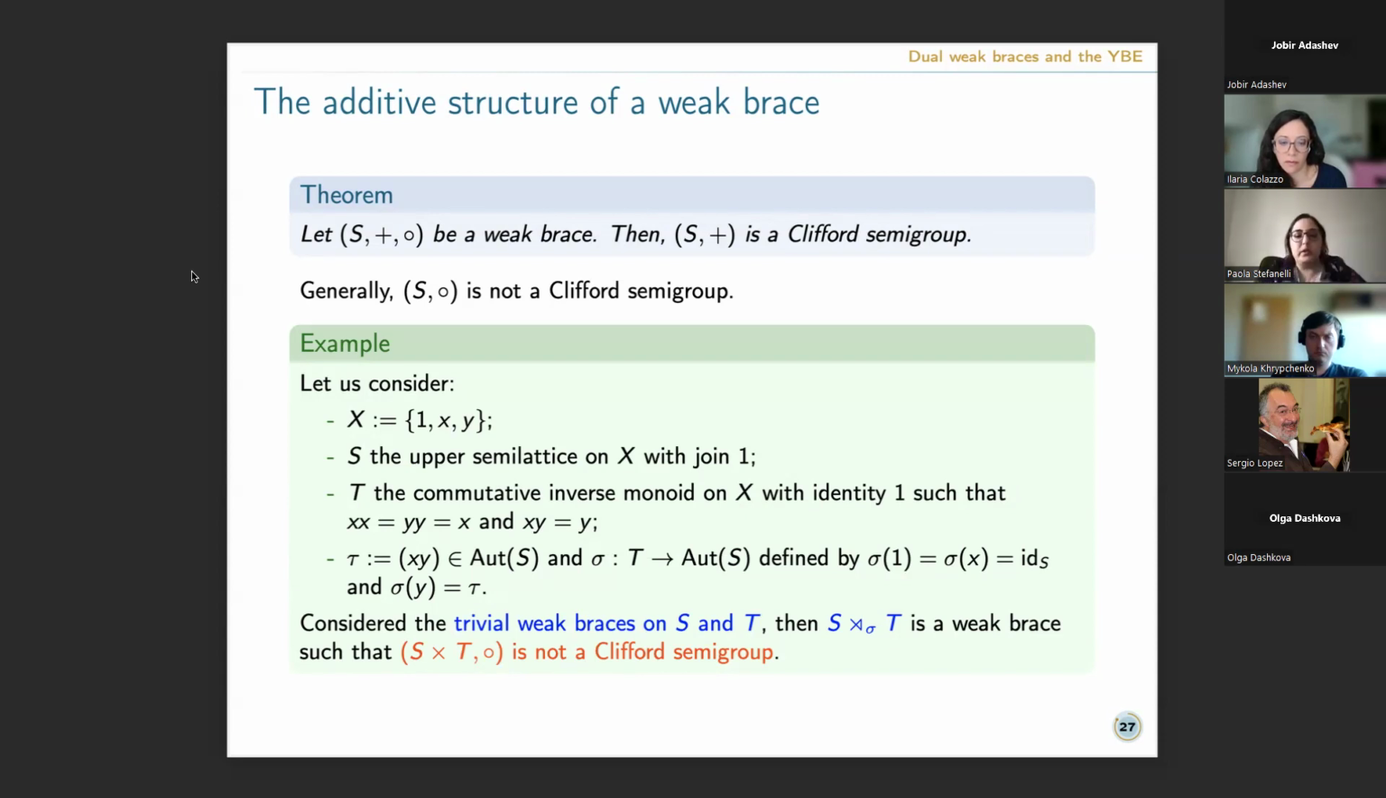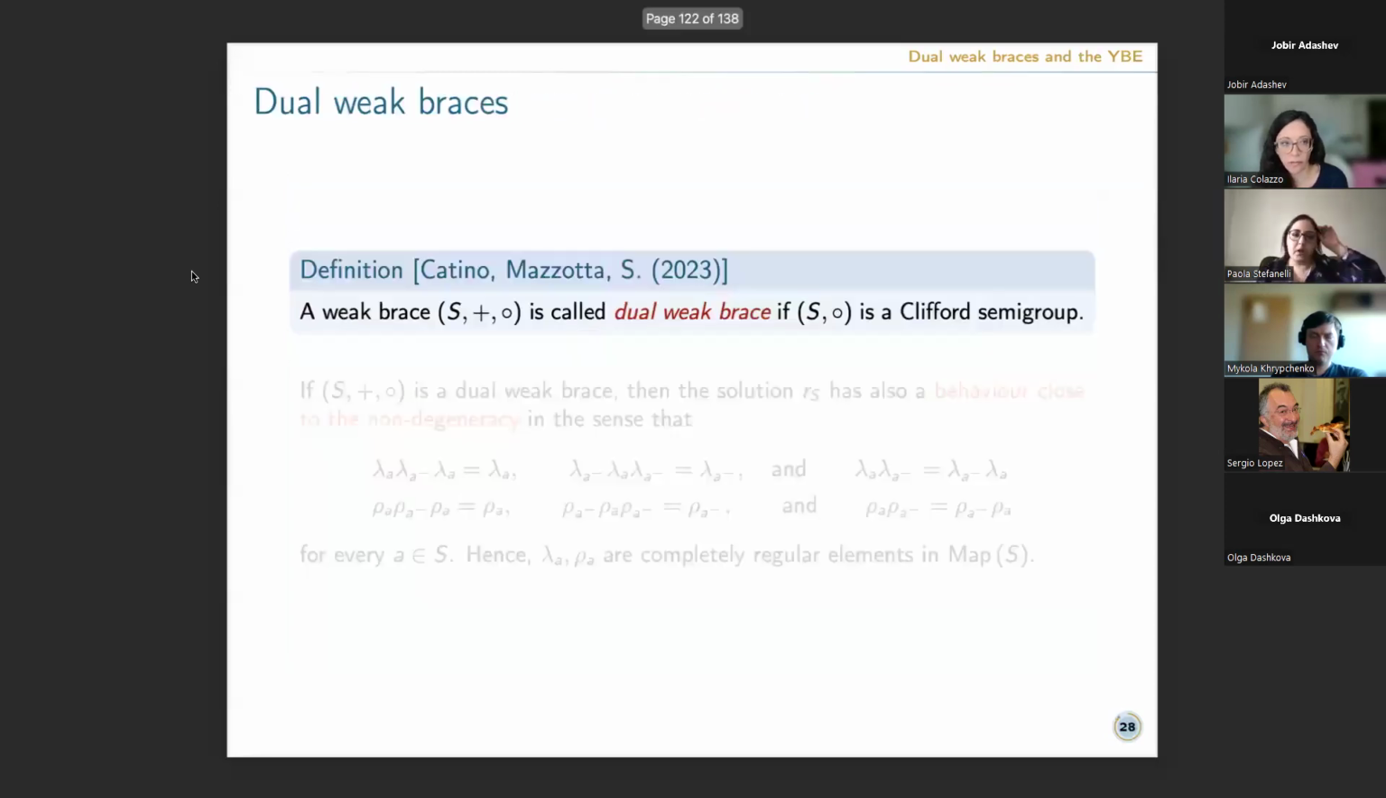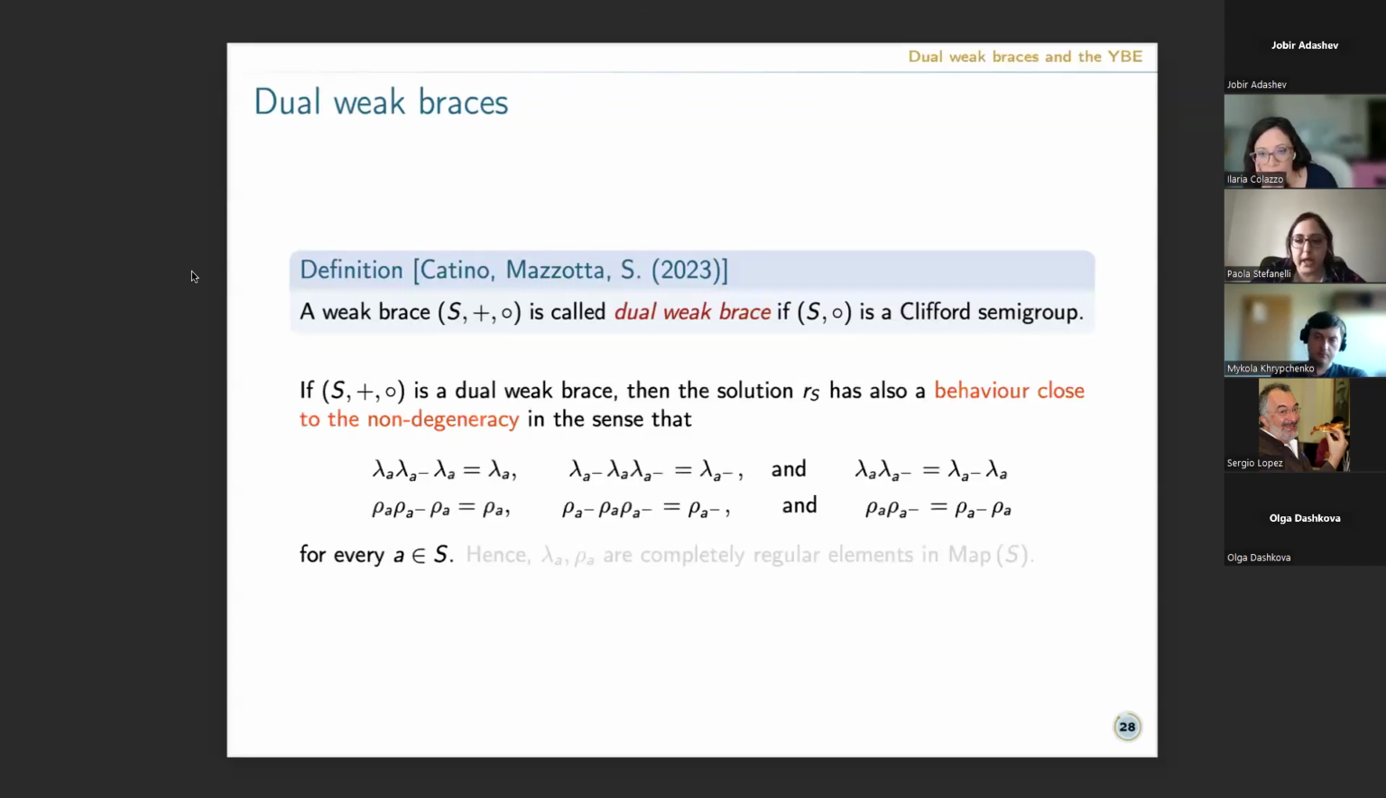And we have this easy example essentially by looking at trivial weak braces and by looking at simple examples of Clifford semigroups. On the other hand, we also have several instances of weak braces such that the multiplicative structure is a Clifford semigroup. We call such weak braces dual weak braces.